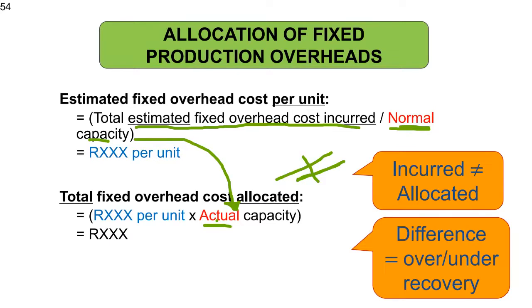Shall we try it out with some numbers? Right. So let's say we've got fixed overheads of 100 Rand. Then our normal capacity is 10. How much is our allocation rate, or how much is our absorption rate? Our absorption rate is going to be 10, right? Now, we said our actual capacity is higher than our normal capacity. So it has to be, let's say, 12.